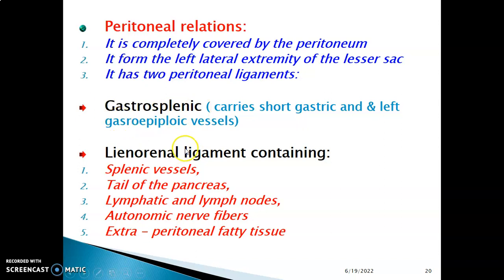Then we have the lienorenal ligament, also called the splenorenal ligament. What are the 5 contents of the splenorenal ligament? You have splenic vessels, the tail of the pancreas, nerves and lymphatics, as well as extraperitoneal fatty tissue. So those are the contents of the splenorenal ligament: splenic vessels, tail of the pancreas, lymphatics, autonomic nerve fibers, and extraperitoneal fatty tissue.